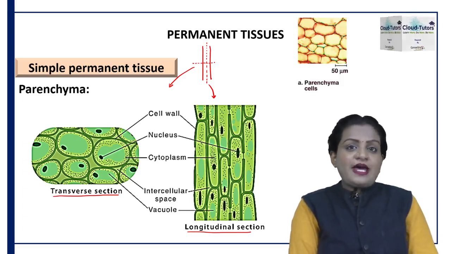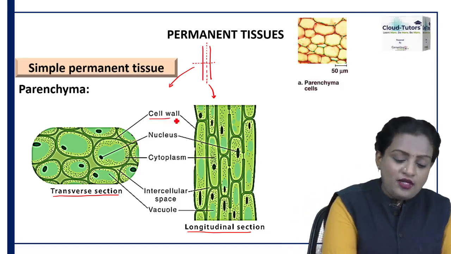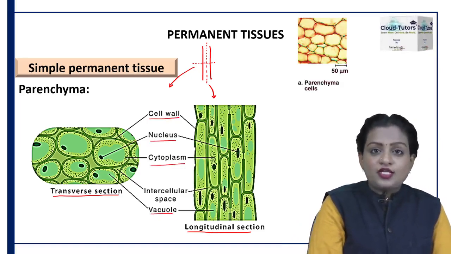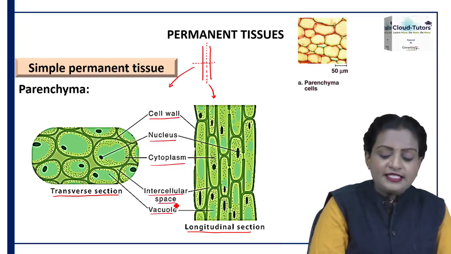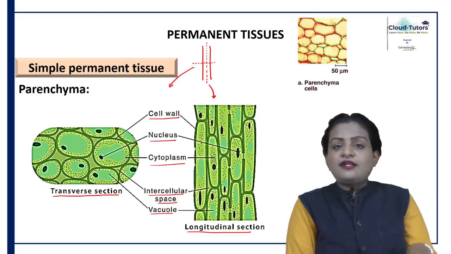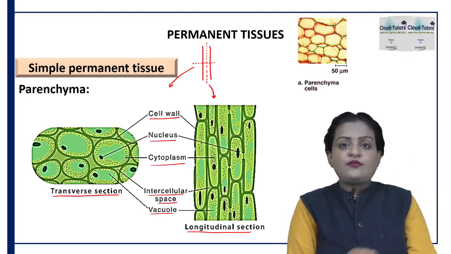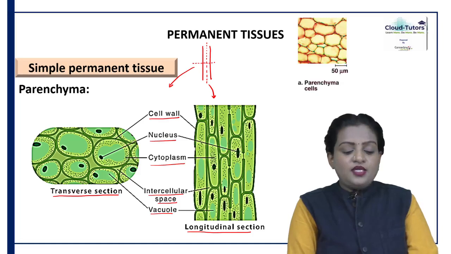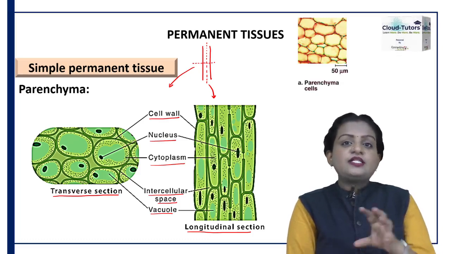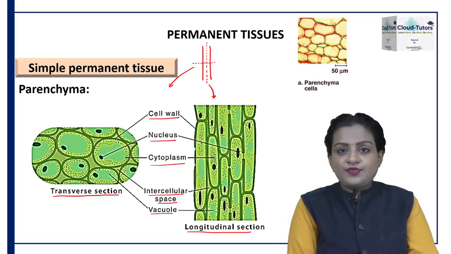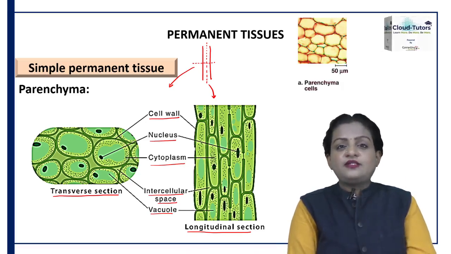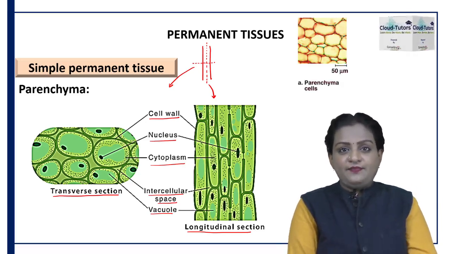If you observe the parenchyma tissue carefully, you can see the cell wall. It has a nucleus, cytoplasm, a large central vacuole, and you can also see intercellular space between two cells. They are loosely arranged. Of course you can see chloroplast in some of the parenchyma, not all types. So this is the basic structure. It is a typical plant cell, that is parenchyma. It is found in the majority of the parts of the plant body. It is basically like a filling tissue. So wherever you find space between major tissues, you find parenchyma.